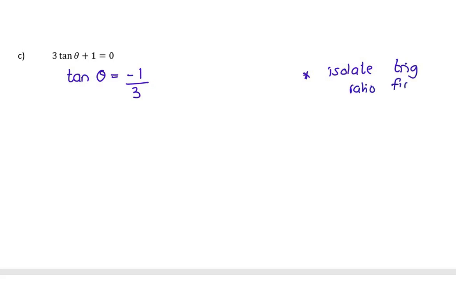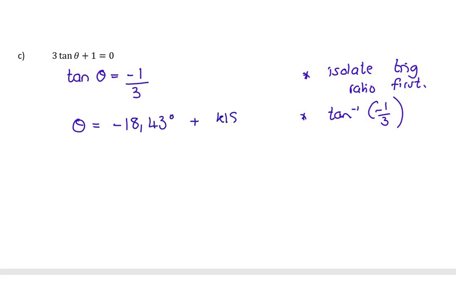Now again, this is a negative ratio, but your method doesn't change. I'm literally just going to shift tan, so I'm going to get tan to the minus 1 of minus 1/3. And wonderfully, it's a tan function, and so I don't have to worry about a second solution. The second solution automatically generates itself because you write plus K180. So I got negative 18,43 degrees, but I'm going to write plus K180. K is an element of integers.